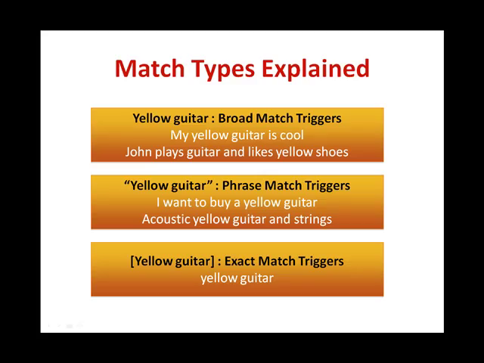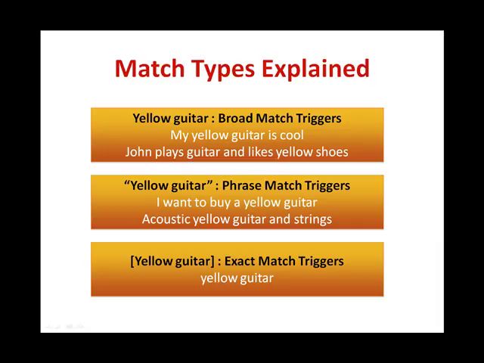Broad match is the default option. Your ad will appear as long as the user searches for yellow and guitar in any order and even along with other terms. For example, if a user searches for the phrase, "my yellow guitar is cool," or "John plays guitar and likes yellow shoes," your ads will automatically appear. Broad matches are often less targeted.